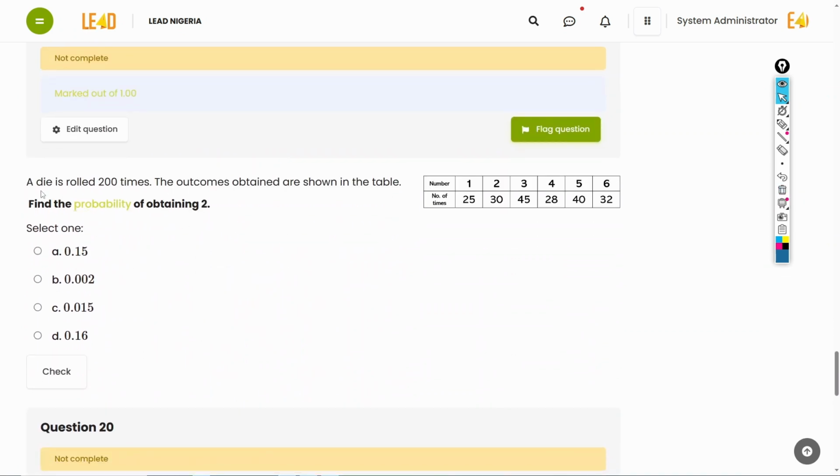Number 19. A die is rolled 200 times. The outcomes obtained are shown in the table. Find the probability of obtaining a 2.